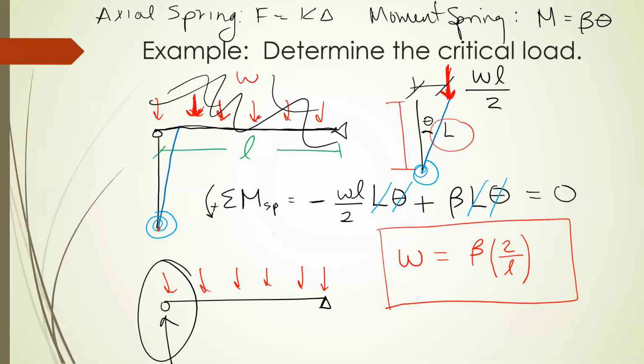I'm confused with the beta. Yes. So what is that? Beta is the spring constant, K. Yeah, it's equivalent to the K value that you're familiar with for a linear spring. All right, we'll do an in-class assignment.